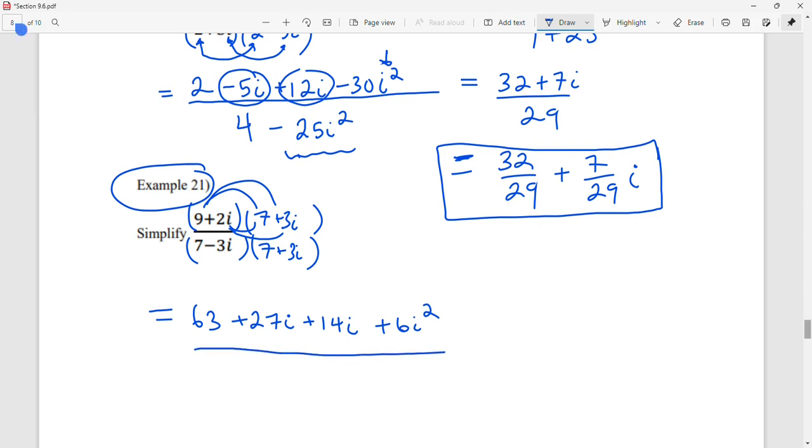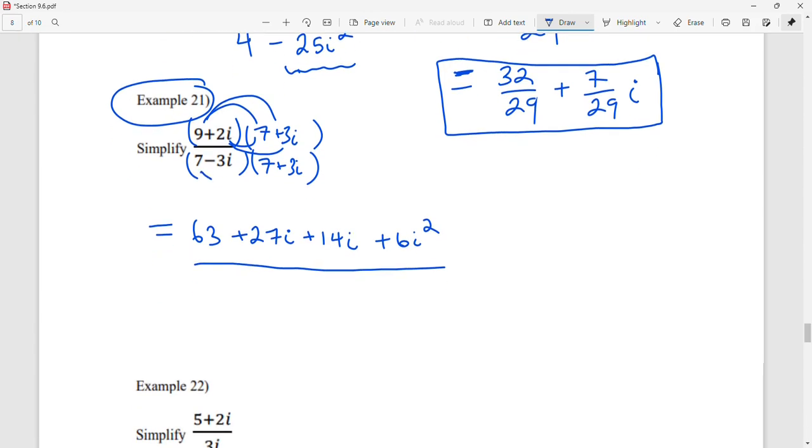That's just the numerator. For the denominator, we'll have to use the shortcut for the conjugates. We'll multiply the first with the first and the last with the last. 7 times 7, that's 49. And negative 3i times 3i, that's 9i squared.